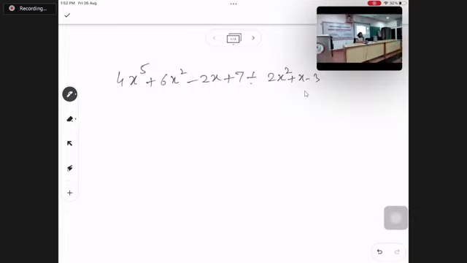So we write the coefficients in the decreasing order. 4, 6. Here this is x⁵. The x⁴ term is missing, cubic term is missing. So 0, 0, 6, minus 2, 7. And here also you write this is 2, 1, minus 3.